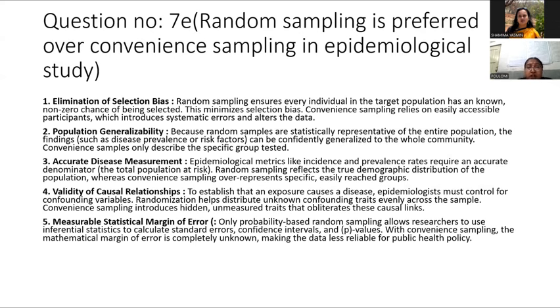Number 5, measurable statistical margin of error. Only probability-based random sampling allows researchers to use inferential statistics to calculate the standard error, confidence interval, and p-value. With convenience sampling, the mathematical margin of error is completely unknown, making the data less reliable for public health policy.